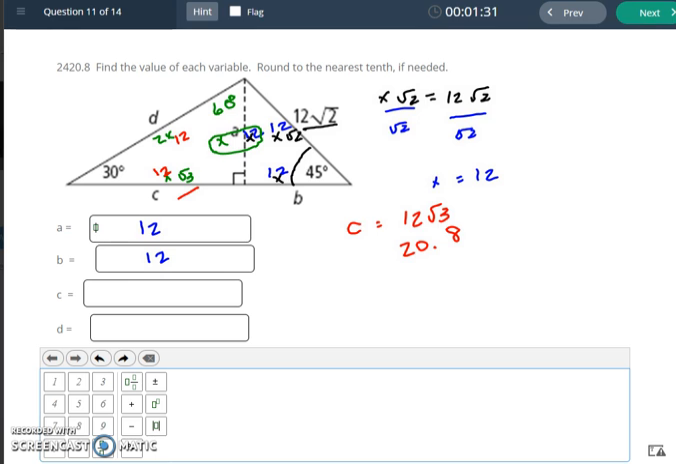If I want to find D, then I'm going to go back to my picture. And for D, I have a 2x, and my x value is equal to 12. So you're going to do 2 times 12, which is 24. So my D value is 24, and my C value is 20.8.